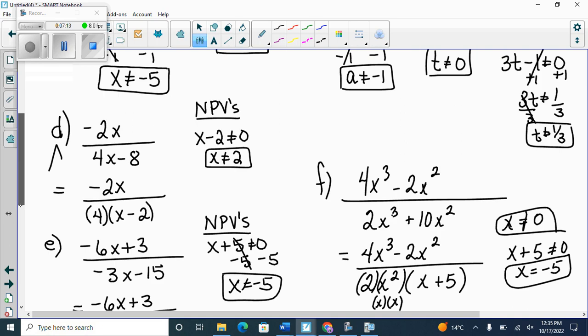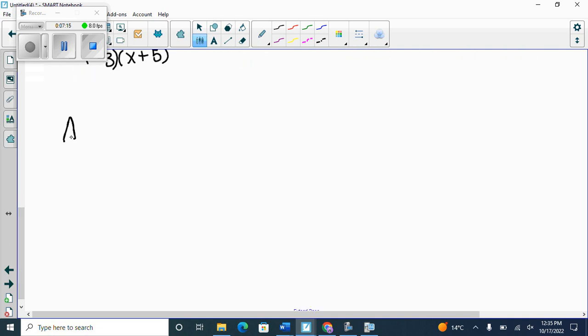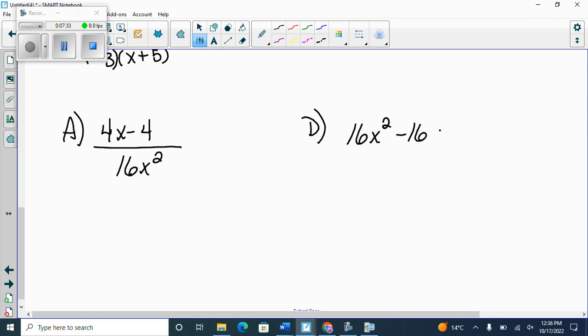Okay, A on number 2 has 4x minus 4 all over 16x squared. D has 16x squared minus 16x all over 64x cubed. So I'm trying to see if they're equivalent. Well, they are, because I just gave you the 2 of them. So, of course they are. But how do I do it?